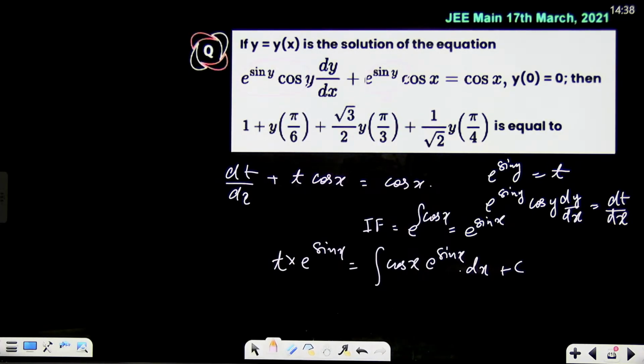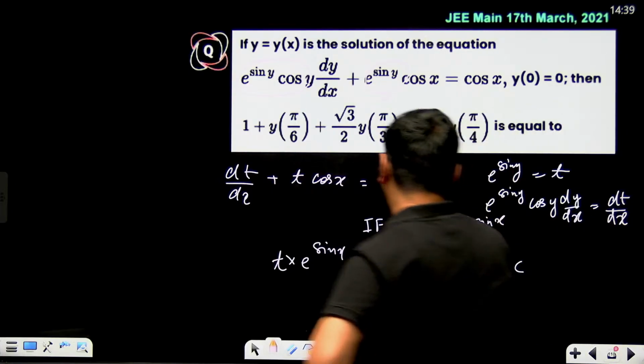So this is becoming t into e to the power sin x, equal to e to the power sin x only, which is coming again, no? Sin x only will come again. Cos x into, this is a product rule if we apply it: cos x into e to the power sin x plus minus sin x into e to the power sin x. This will come, right? Minus sin x into e to the power sin x. So finally, eventually we'll be left with e to the power sin x only.